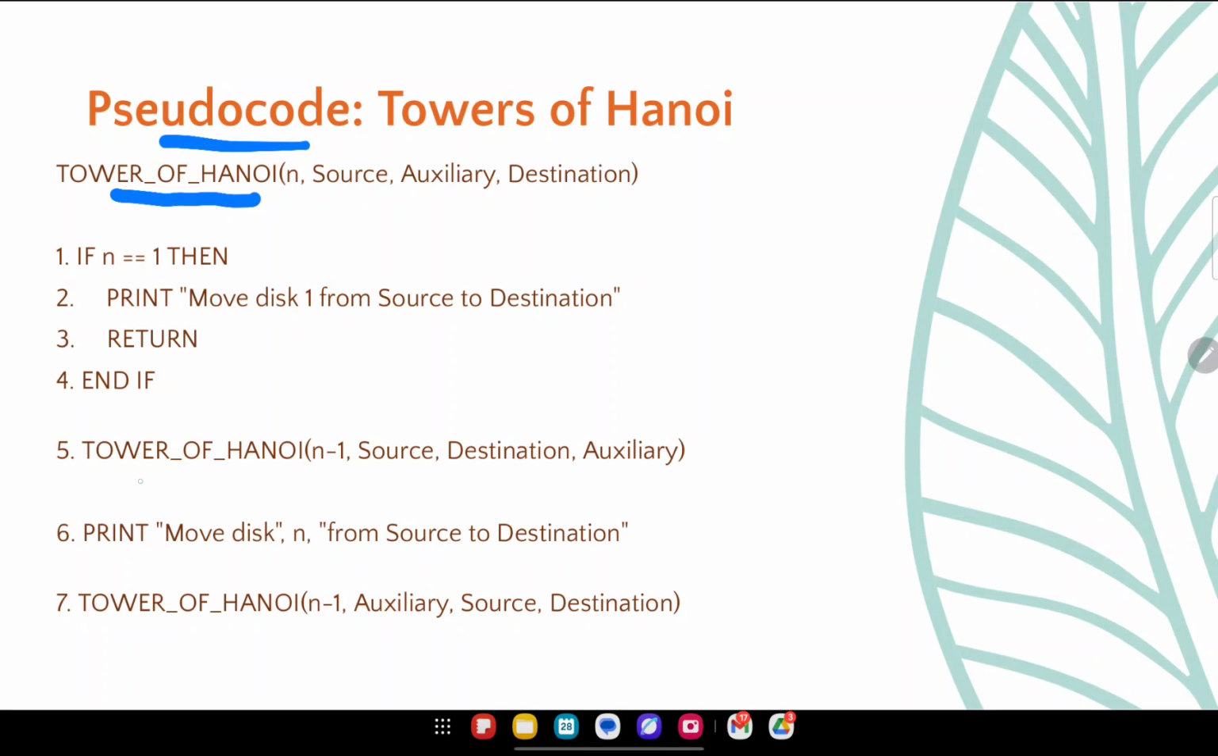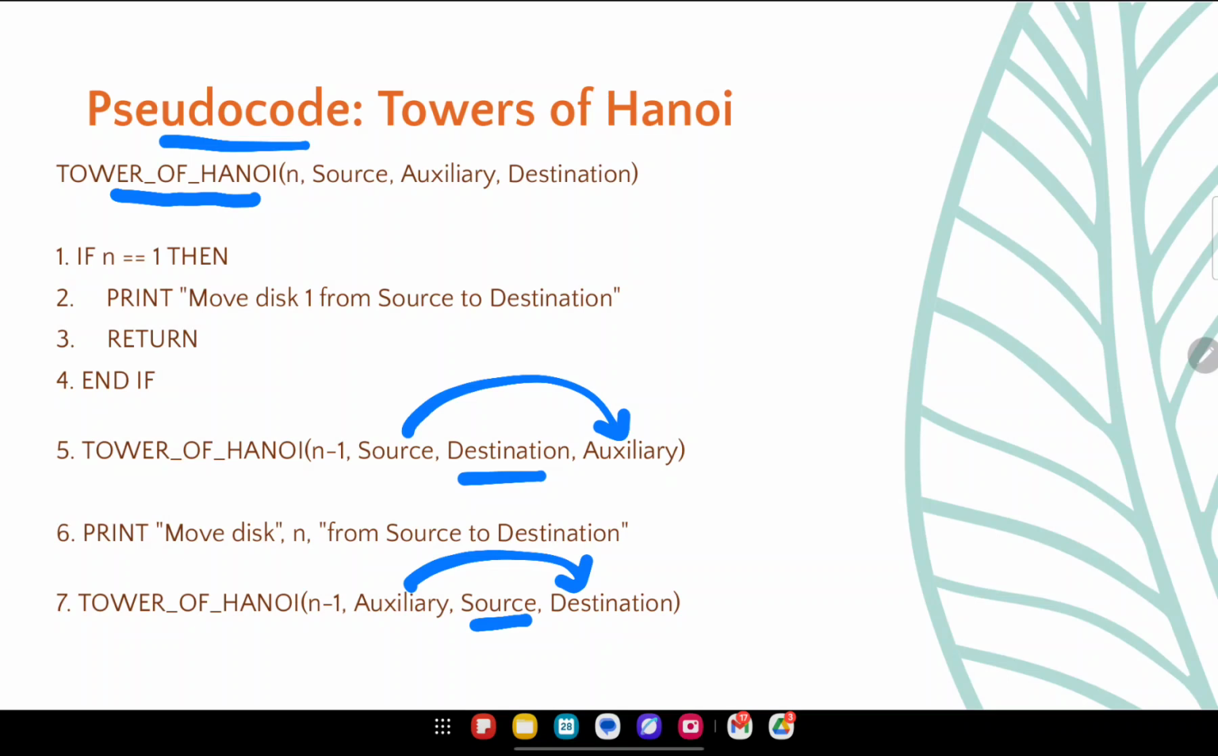Otherwise, first we call the Towers of Hanoi function to move n minus 1 disks from source to auxiliary, and keep the destination node as helper node. Then we have to print move the disk number n from source to destination. Likewise, we have to print the statement. Then finally we have to call the function again to move n minus 1 disks from auxiliary to destination, and we keep the source rod as the helper rod.